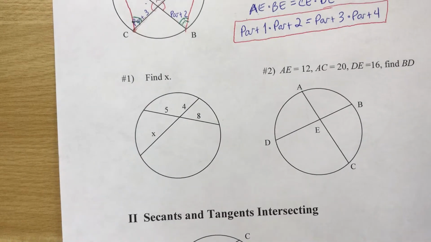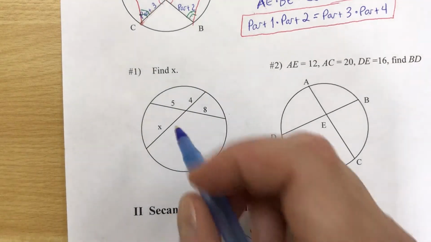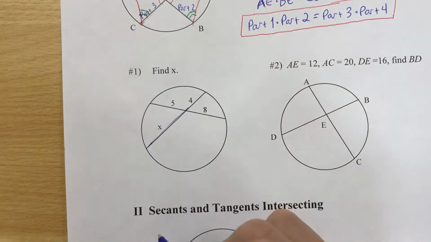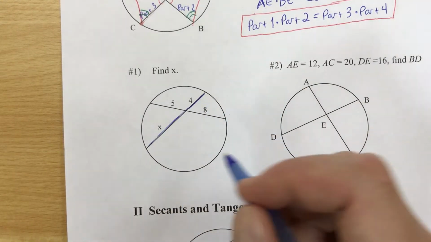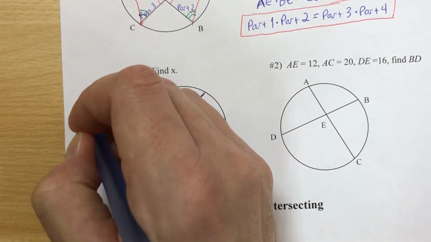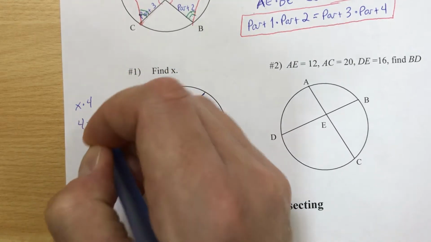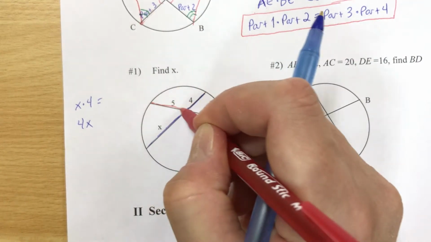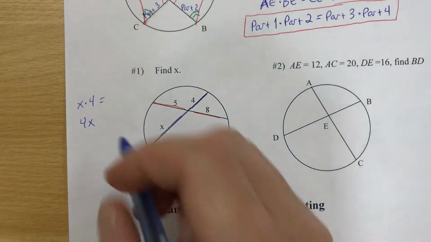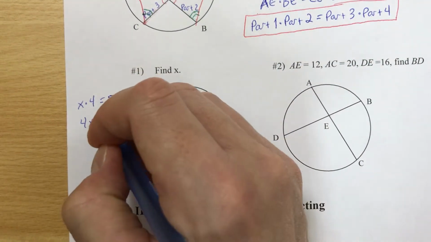For example, number one, we want to find x. X is this part here. So we'll do part times part. That would be x and 4. So we can say x times 4, which is really just 4x, equals the two parts from the other chord, which are 5 and 8. So 5 times 8, which is 40.